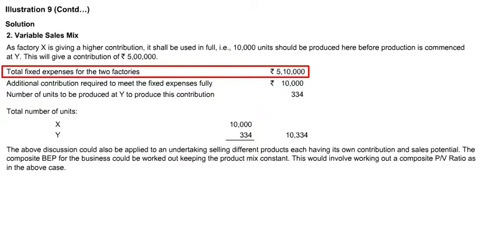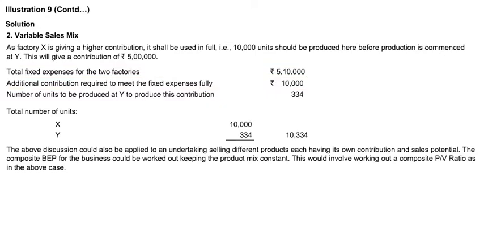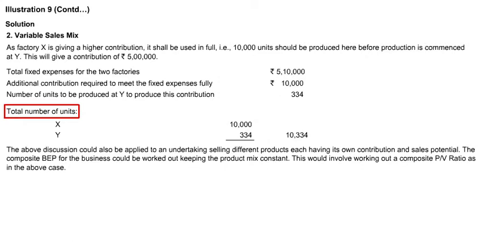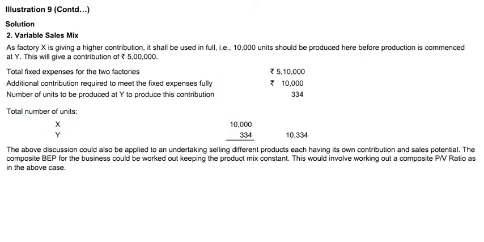So total fixed expenses of both the factories are 5,10,000. And that additional contribution required to meet the fixed expenses fully is 10,000 because contribution of X comes to 5 lakhs. So we require an additional contribution of 10,000. So number of units to be produced at Y to recover this fixed cost of 10,000 would be 334. And therefore, we have the total number of units for X would be 10,000 and Y would be 334. So, total number of units would be 10,334.